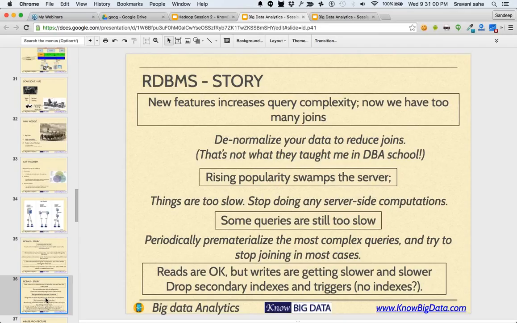So every feature you add will create a new table of its own, and then when you have to serve the whole page, you have to join all these tables. More the features, more the joins, right? And that's a classic case of any website. So after some time, you realize that there are too many joins.